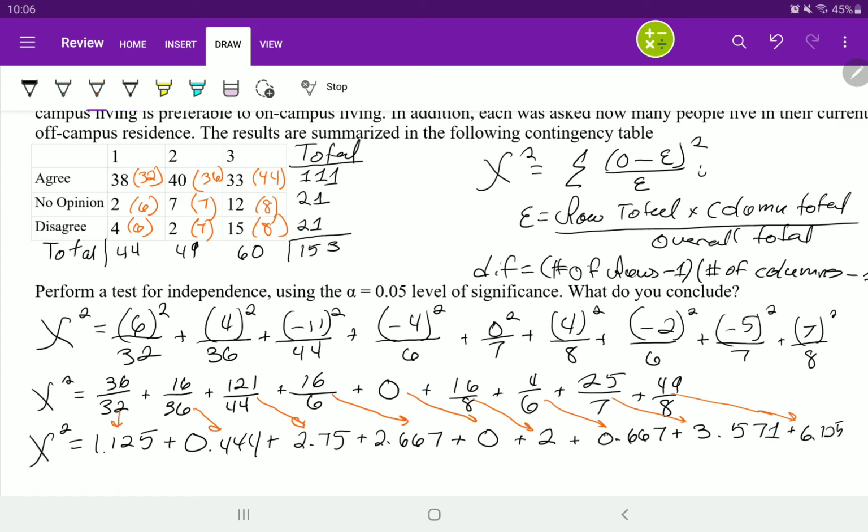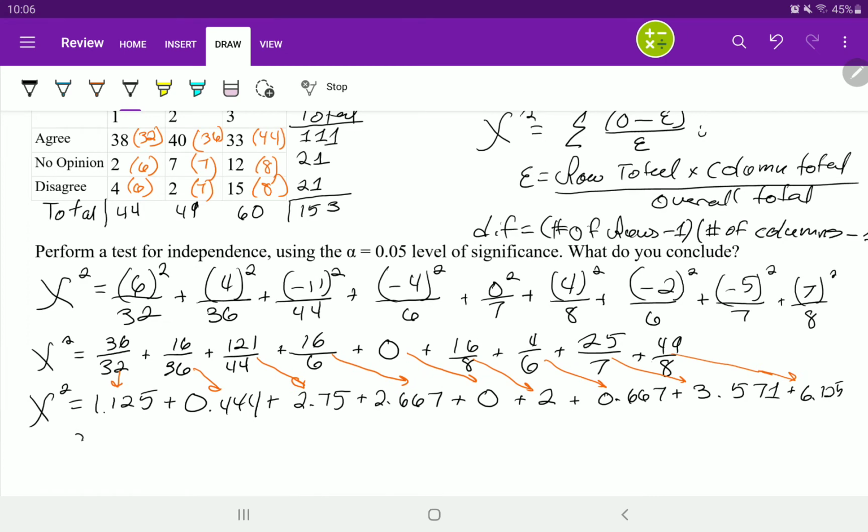All right, once you divide and round all those to 3 numbers after the decimal, you're going to add all those values up. And when you add that up, we get the test statistic of 19.349.